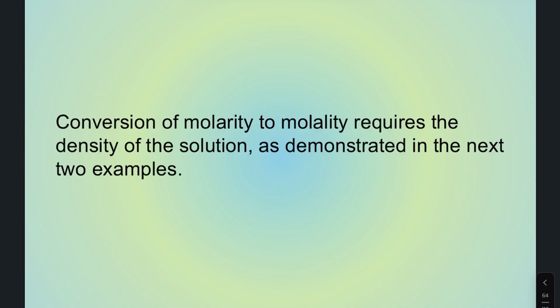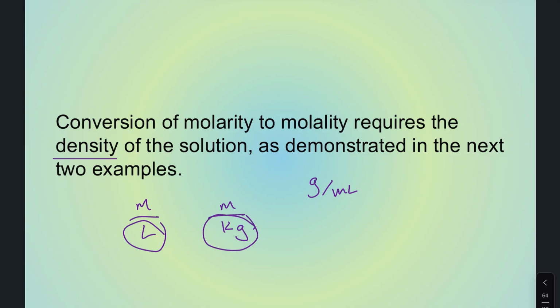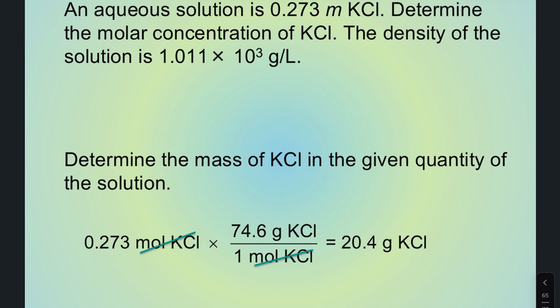If we want to convert molarity to molality, then we need the density of the solution, because molarity, remember, is moles divided by liters, and we're trying to go to moles divided by kilograms. And so if we know what the density is, which is in grams per milliliter usually, then we can convert between liters and kilograms. And so we see that here.